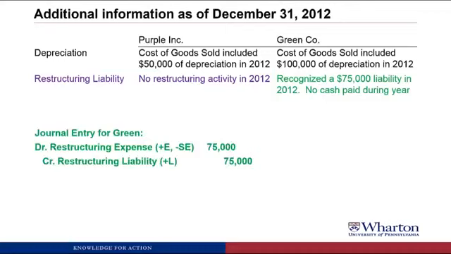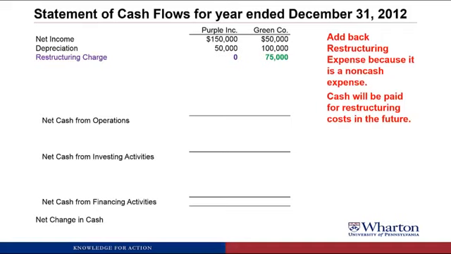To reinforce this point, let's take a look at the journal entry Green would make when they record this restructuring liability. They debit restructuring expense for $75,000. That represents the amount of expected future cash flows they're going to spend on the restructuring, which they're required to recognize as an expense in the year they make the decision to restructure. They credit the restructuring liability for $75,000, which of course is the obligation to pay that cash in the future. Notice there's no debit or credit to cash here, so this is a transaction that has no cash impact. So we treat the restructuring charge like depreciation. It's a non-cash expense, so to remove the non-cash expense, we add it back to get from net income to cash from operations.